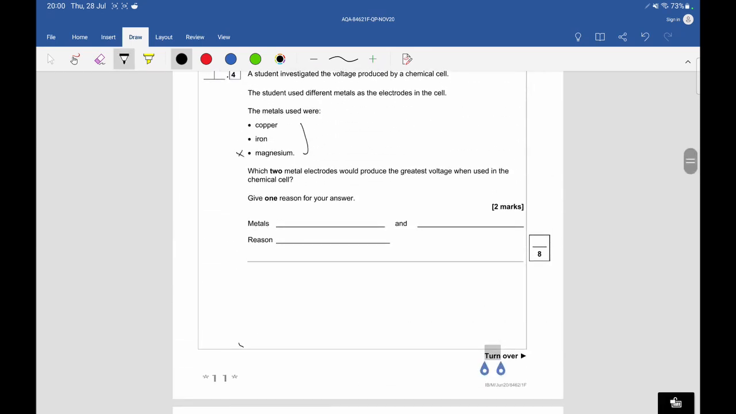Group 2 magnesium is the most reactive of these, and our copper is the least reactive of these. So our two elements to have are magnesium and copper. And it's because they have the largest difference in reactivity. That's the reason why we choose those.